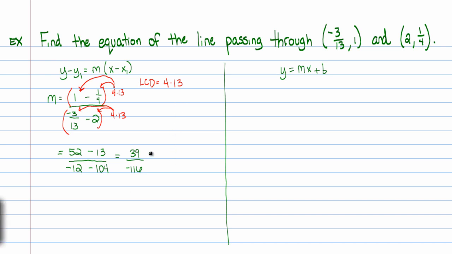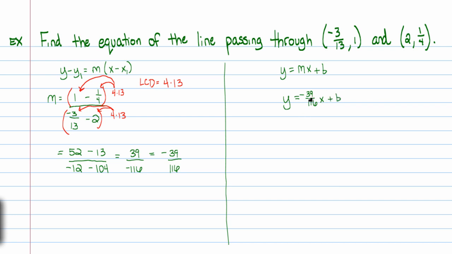And as ugly as it is, this fraction is not reducible. So I'll write upstairs negative 39 over 116. Notice I put that negative in the numerator. Now again, I could plug this into the point slope form, but at this point I'm tired of using the point slope form. I'm just going to go right over here and use the slope intercept form. Slope intercept form says that I just need to replace that m with negative 39 over 116.